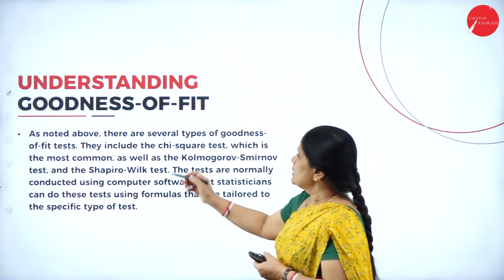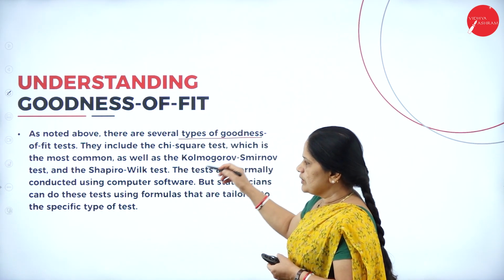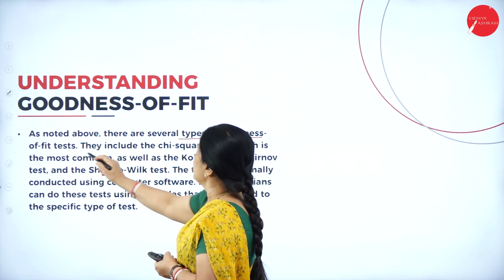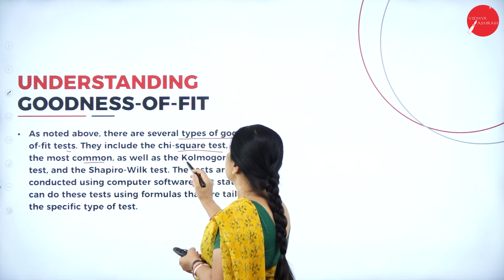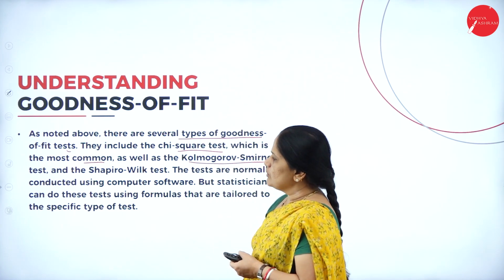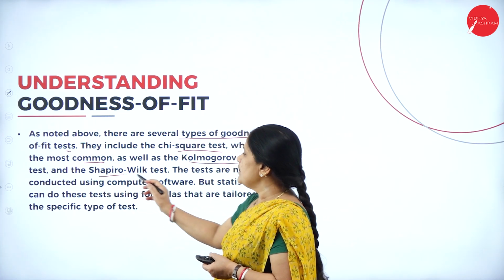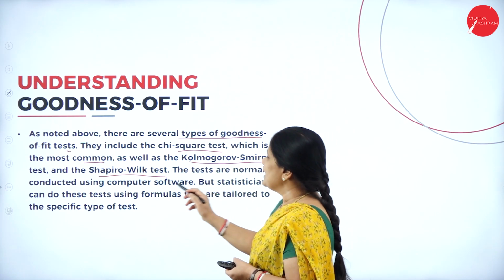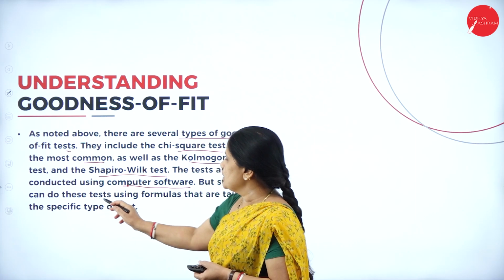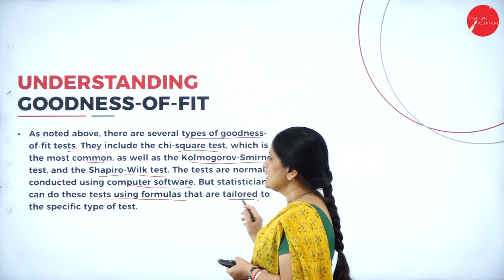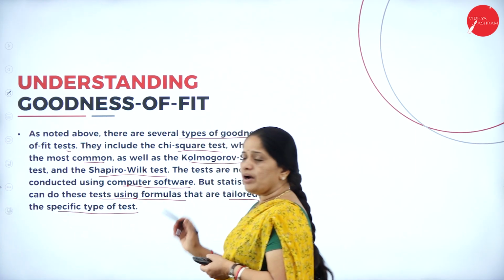Then, as noted above, there are several types of goodness of fit tests. They include the chi-square test, which is the most common, as well as the Kolmogorov-Smirnov test and the Shapiro-Wilk test. The tests are normally conducted using computer software, but statisticians can do these tests using formulas that are tailored to the specific type of test.